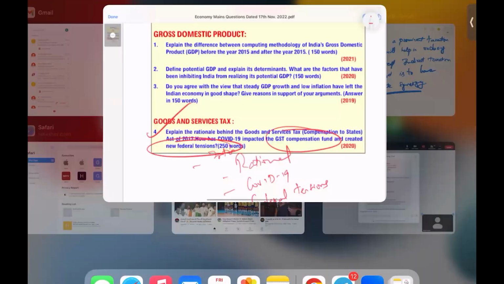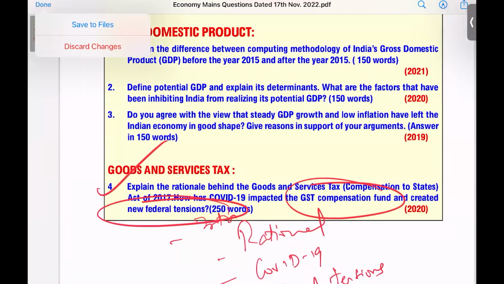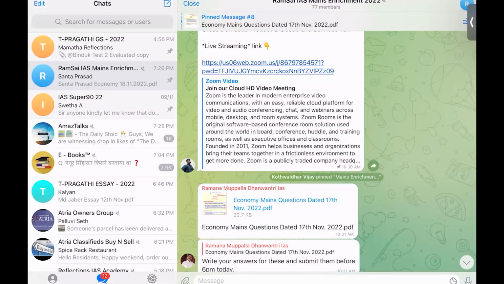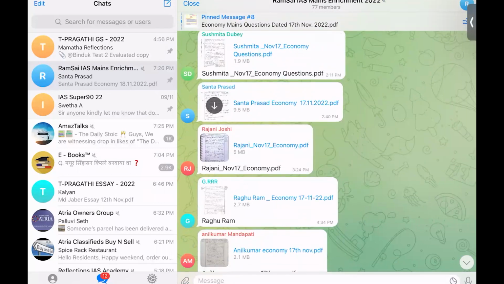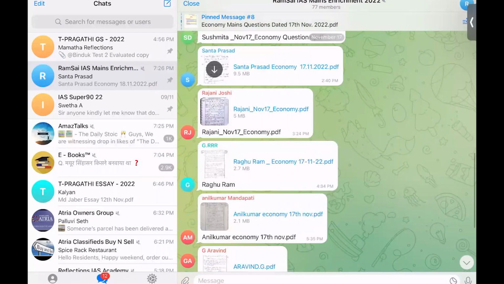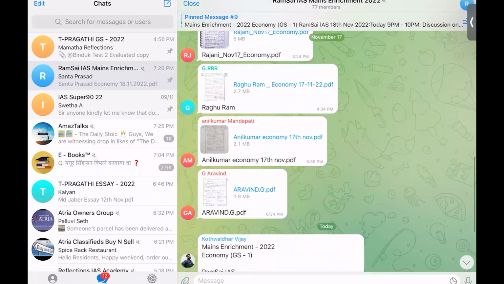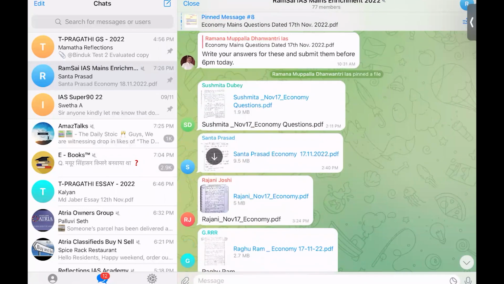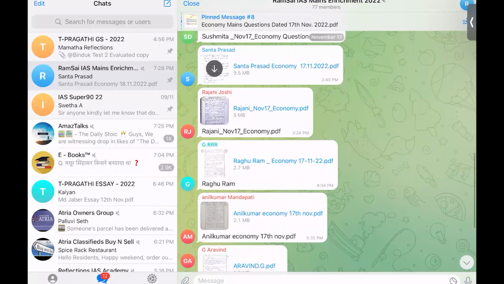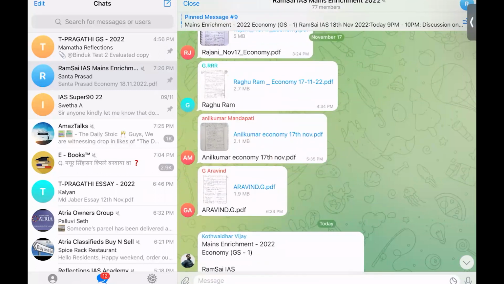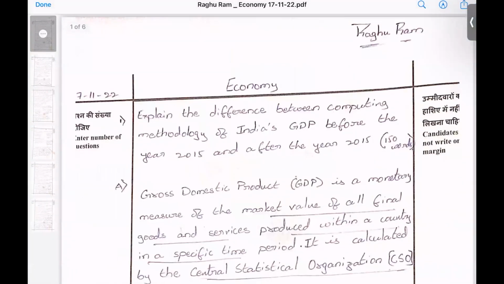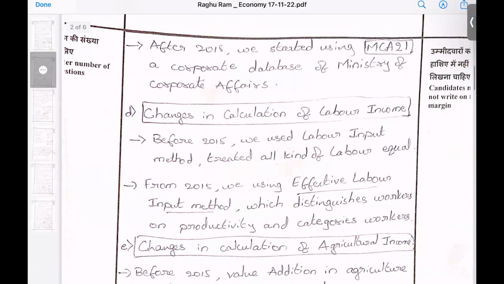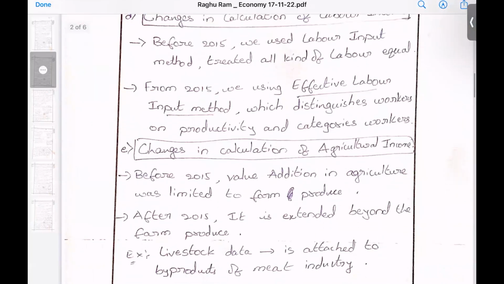Yes, sir. Yes, sir. Yesterday, Sushmita's I have done. Then, whose answers I have done? Raghurams I have done. I think I have done Raghurams. Anil.